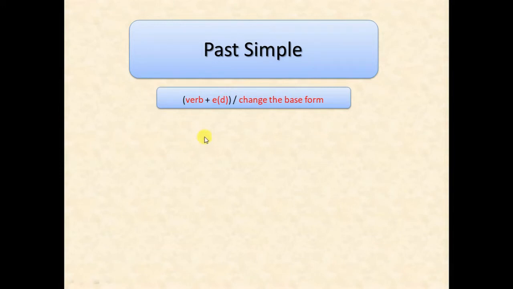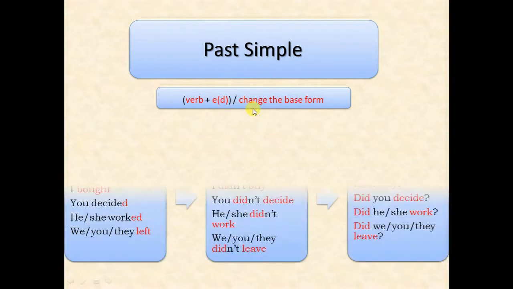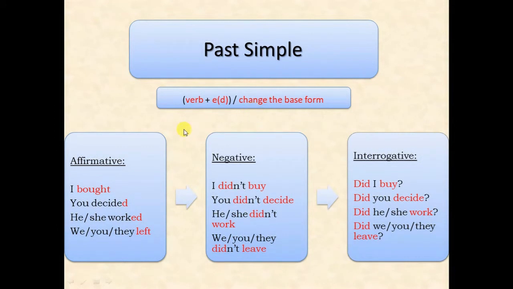As you all know, the regular verb takes an ed suffix or only d when the verb ends in e, and an irregular verb changes the base form. Here you can see some mixed verbs, regular and irregular. So affirmative is I bought, you decided, he worked, we left.